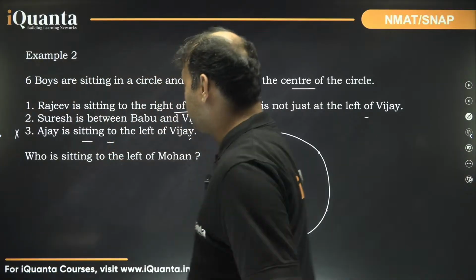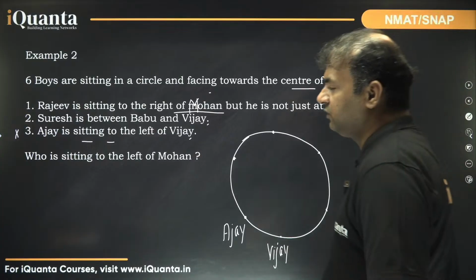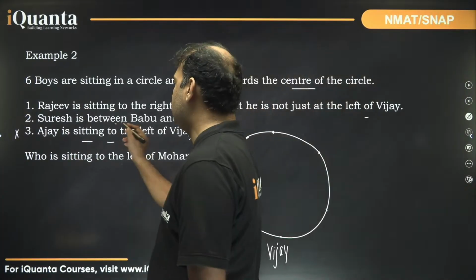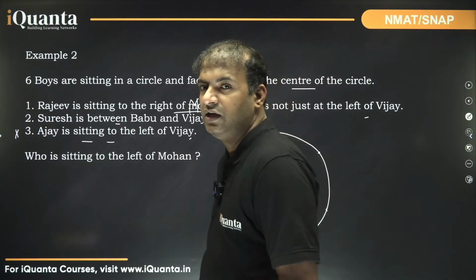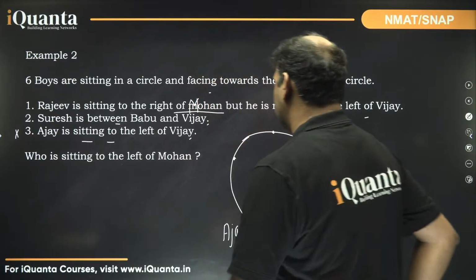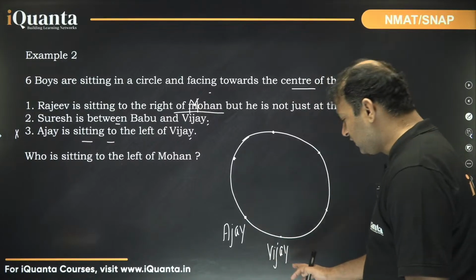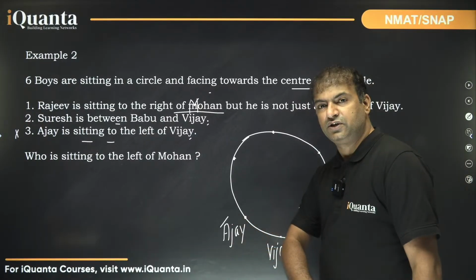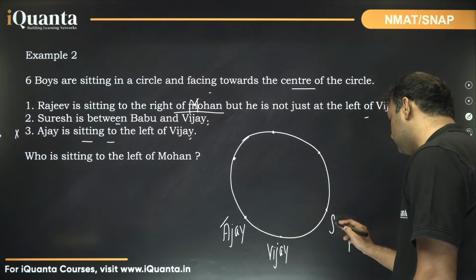Second point, Suresh is between Babu and Vijay. What did I tell you? The meaning of between? Between means adjacent. So Suresh is adjacent to both Babu and Vijay. Simple. Okay, so if Suresh is adjacent to Vijay, then adjacent to Vijay, here is already fixed by Ajay. So this should be Suresh. Simple as this, guys, right?